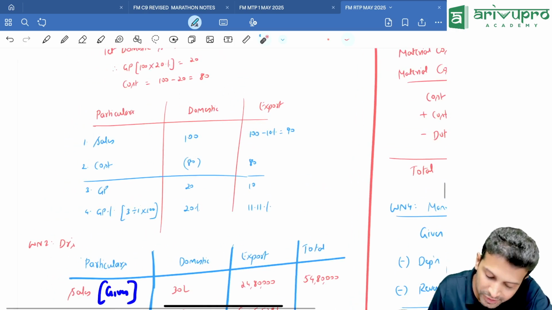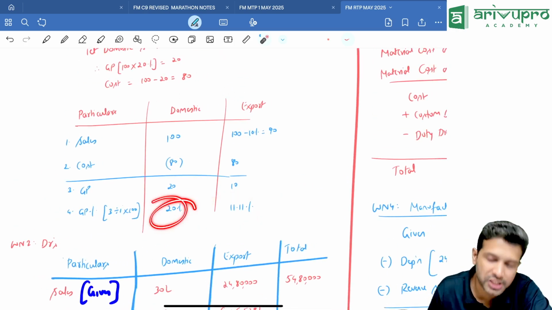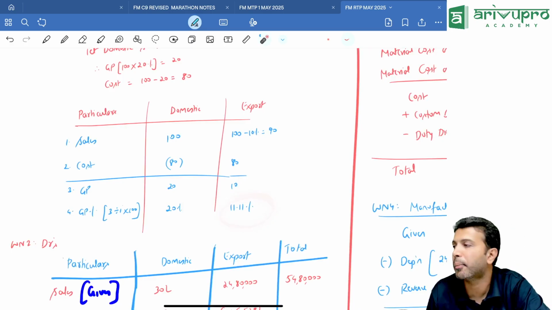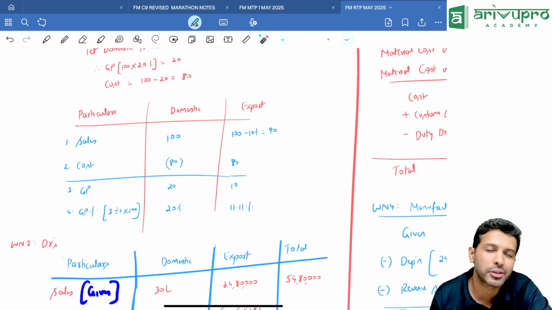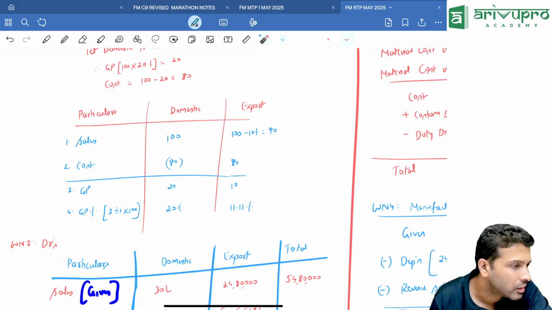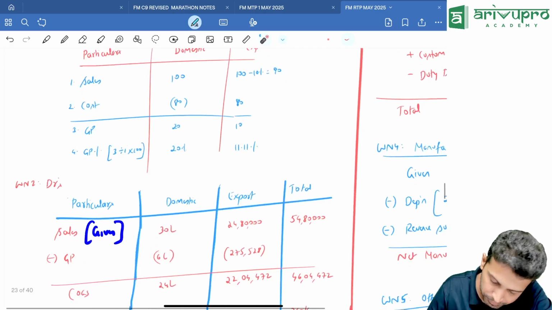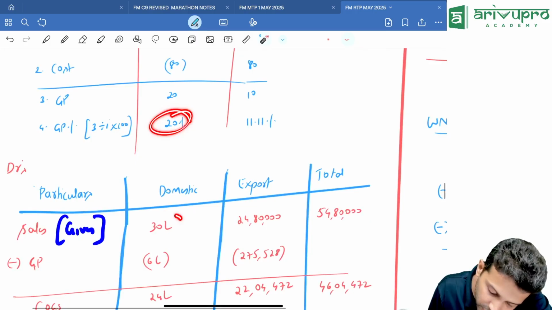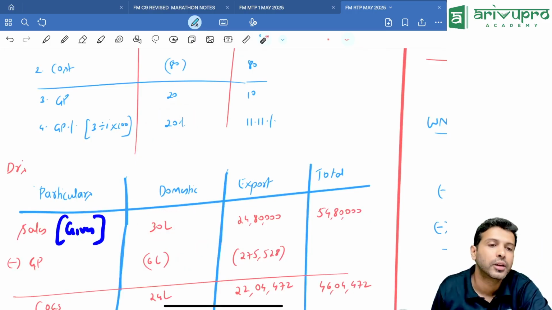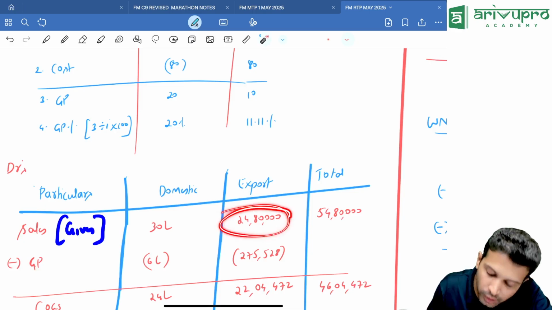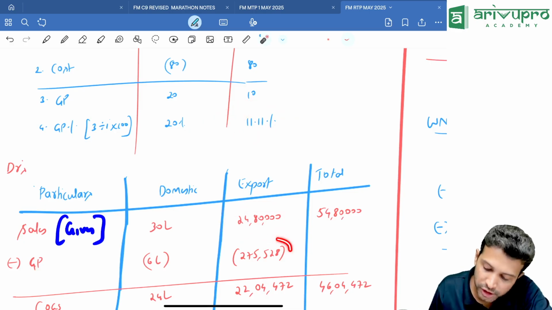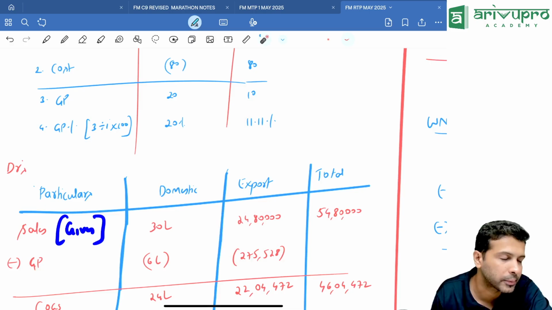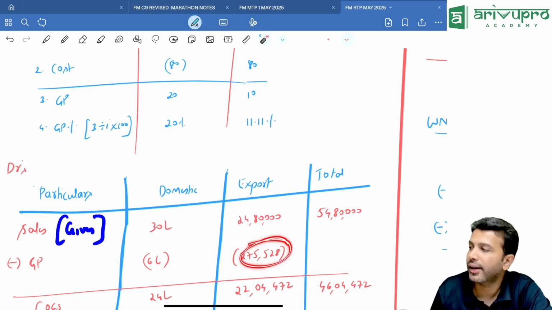Now do you know GP percentage? On domestic GP percentage is 20. On export it is 11.11. Sir, if you know GP percentage, can't you find out GP? How much is actual GP? 20% of sales. 30 lakh at 20% is how much? 6 lakh. 24 lakh 80,000 at 11.11% is how much? Calculate. 2 lakh 75,528.